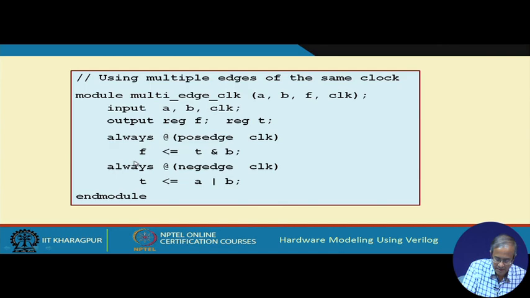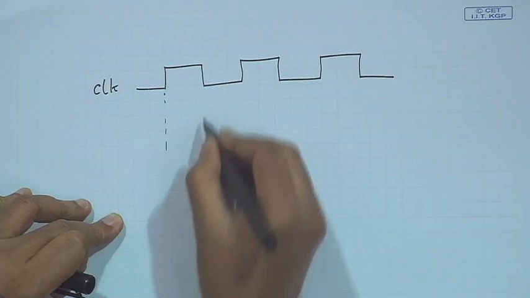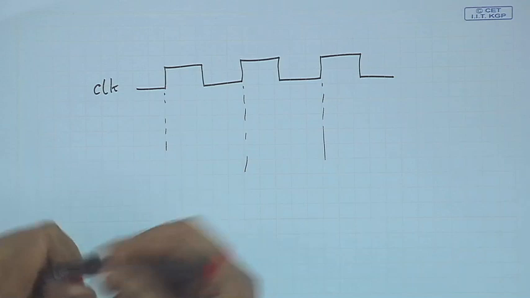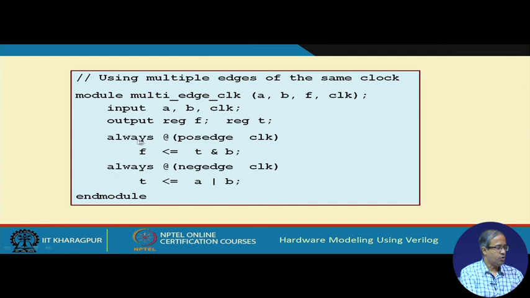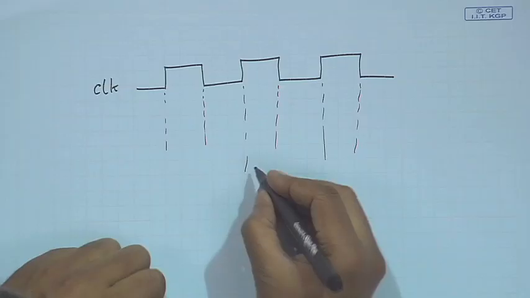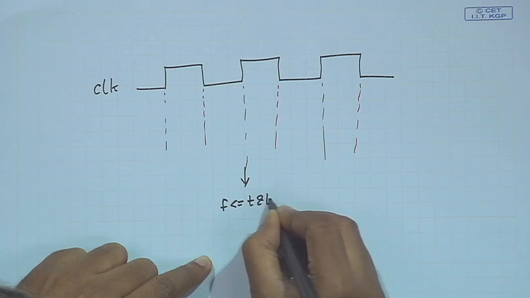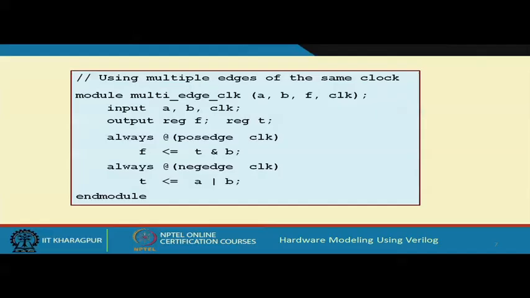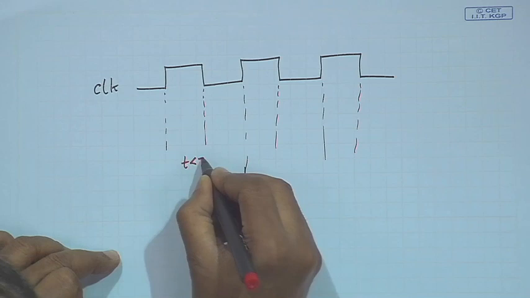Let us say I have a clock signal. The clock signal is coming like this, let us say. These are the positive edges and the negative edges I am showing by a different color. These are the negative edges. Now, let us look at the specification. The specification says that always at the positive edge of the clock, you do F assign T and B. So, at the positive edge, let us say here you are doing F assign T and B. This statement is executing. And at the negative edge, you are doing T assigned A or B. Let us say here at the negative edge, you are doing T assigned A or B.